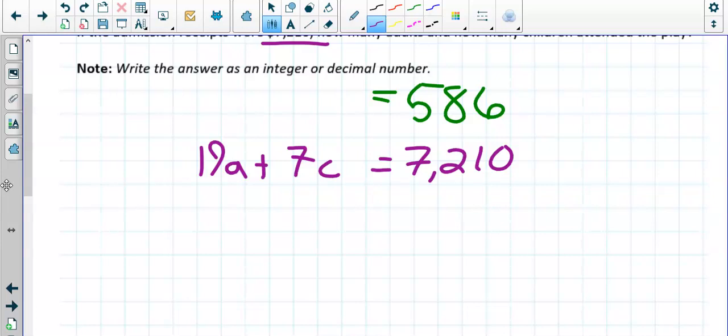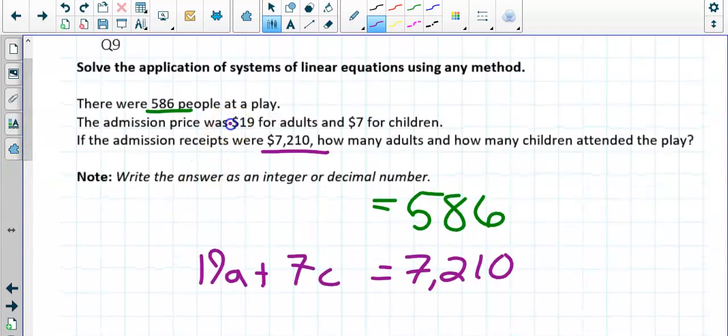X and Y are not as descriptive, and you could forget what X was about. But now if I have A, we know that's definitely adults, and C is definitely children. So we've used the 19, we've used the 7, we've used the two totals. There are no more numbers left, and we do not repeat numbers. What does the top equation look like then? A plus C. When you've used all the numbers, the only thing you can have left to write is A plus C, your two variables added together. I guarantee it, because we do not reuse numbers.